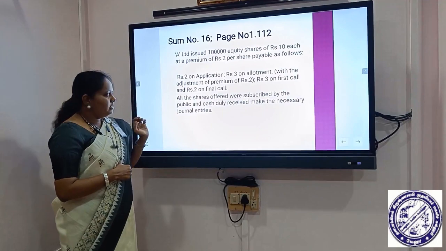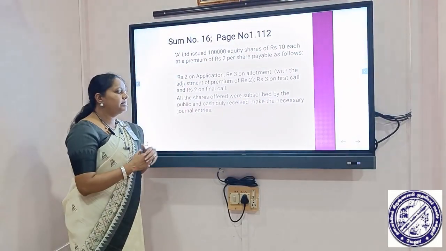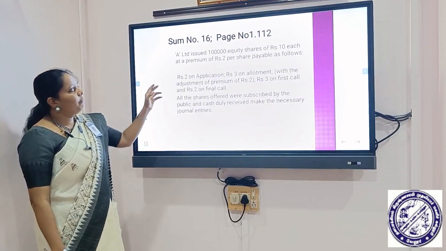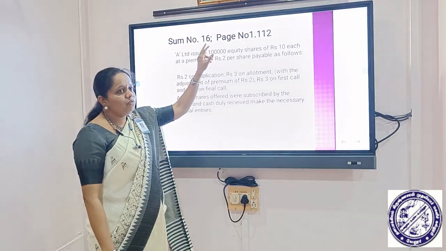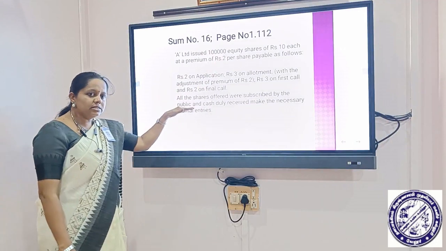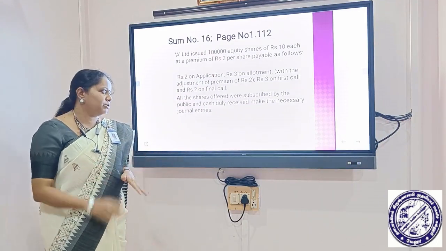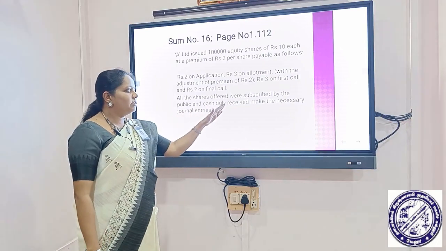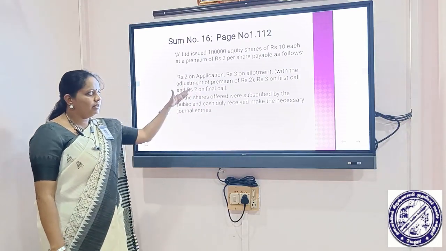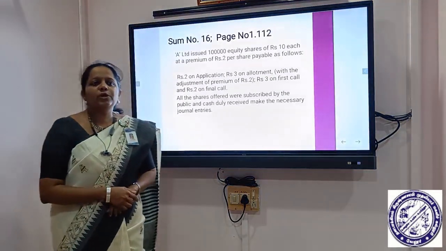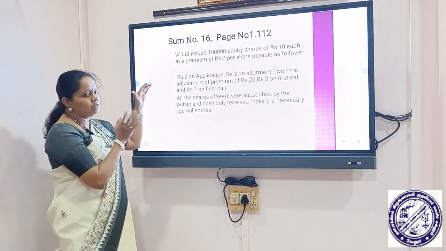And it is given in the question that all the shares offered were subscribed by the public. This line is very important, because the company is in need of 1 lakh equity shares, and it has received applications for 1 lakh equity shares. So there is no oversubscription and no undersubscription. And cash duly received. So they have received cash in all aspects. Make the necessary journal entries. So we are going to pass the necessary journal entries for this situation.